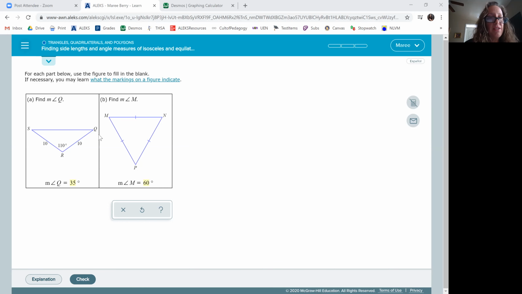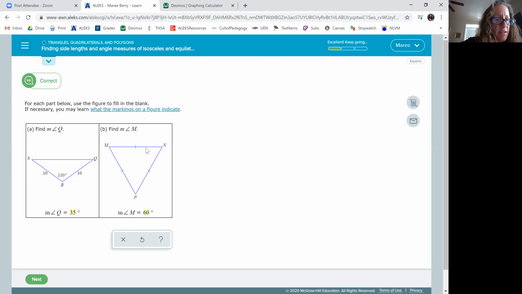This one's called isosceles. Actually, this is isosceles also. Isosceles is 2 or 3 sides congruent. So because these two are congruent, it's isosceles. Because these 3 are congruent, it's isosceles. Equilateral also means all 3 are congruent. Okay, let's go to the next problem.